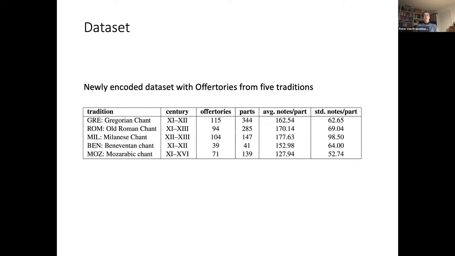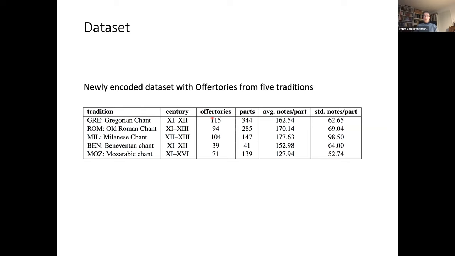So we assembled a data set containing offertories from Gregorian, Old Roman, Milanese, Beneventan, and Mozarabic chants. Mozarabic, I didn't mention before, is a later tradition in the Iberian Peninsula, in Spain and Portugal. So we have 15th century sources in here, of which we have pitches.